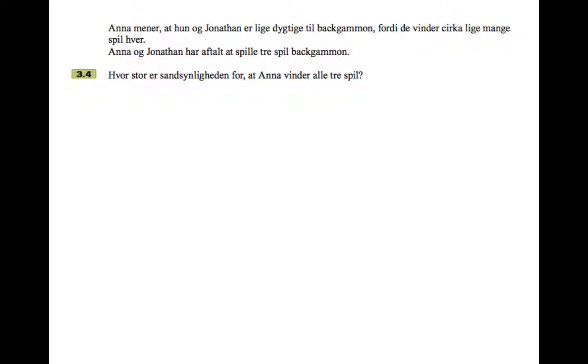Question 3.4. Anna thinks that her and Jonathan are just as good at backgammon as each other because they win just as many games each. They've agreed to play 3 games of backgammon. How big is the chance of Anna winning all 3 games? So what that information is supposed to imply is that the chance of her winning a game is a half. So the chance of her winning 3 games in a row is a half times a half times a half, which is 0.125, or an eighth if you're doing it in fractions.